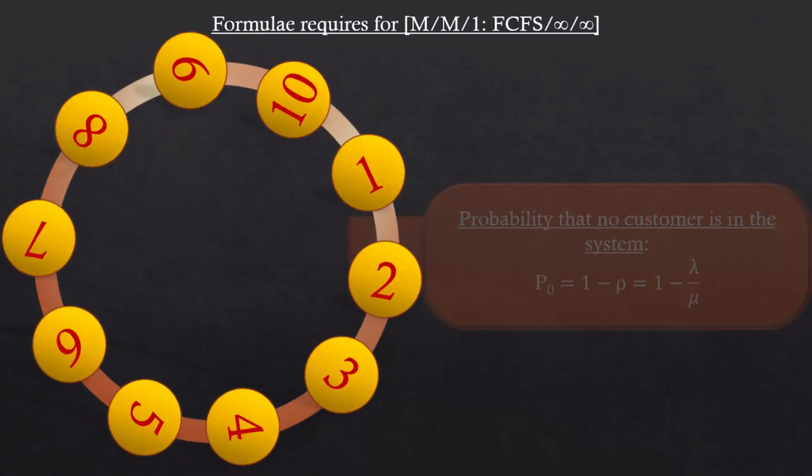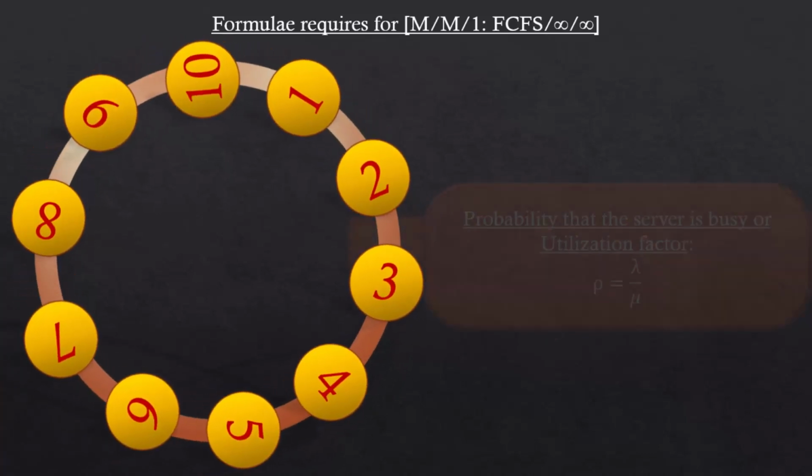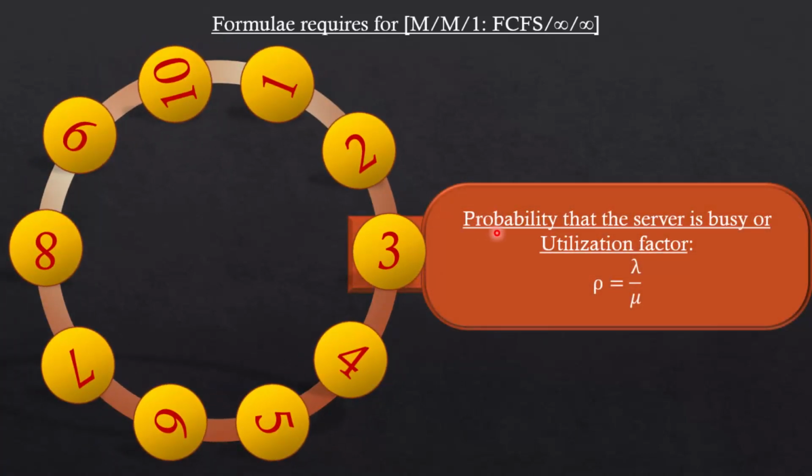Now let us see the second formula. It is the probability that no customer is in the system. The probability that no customer is in the system is given by P0, which is 1 minus rho, or 1 minus lambda by mu. Now let us see the third formula here, which is the probability that the server is busy, or the utilization factor. We have seen that the utilization factor is represented by rho, which is equal to lambda by mu.